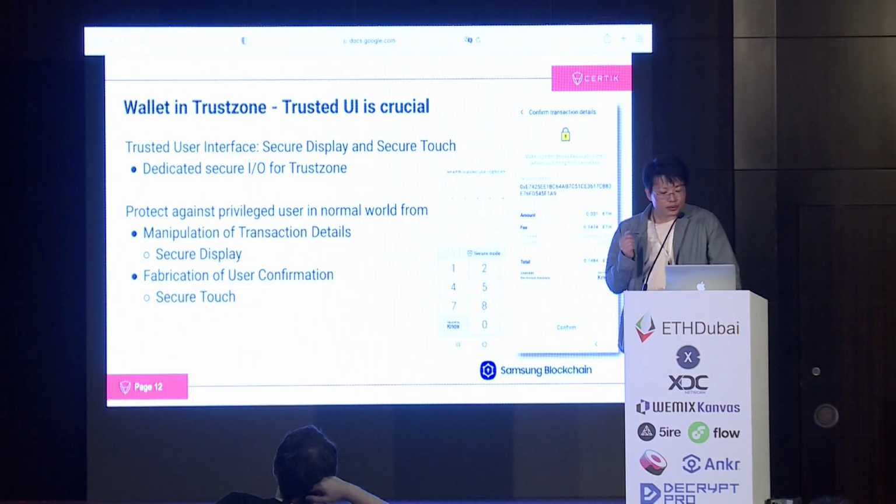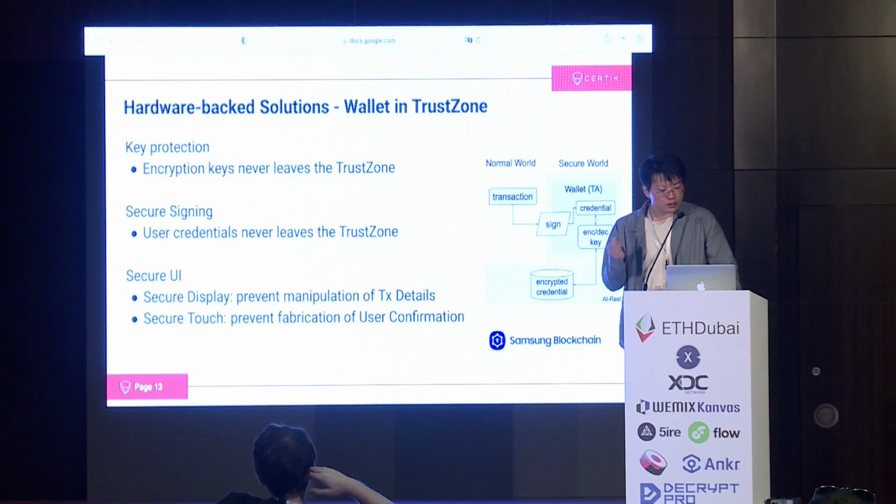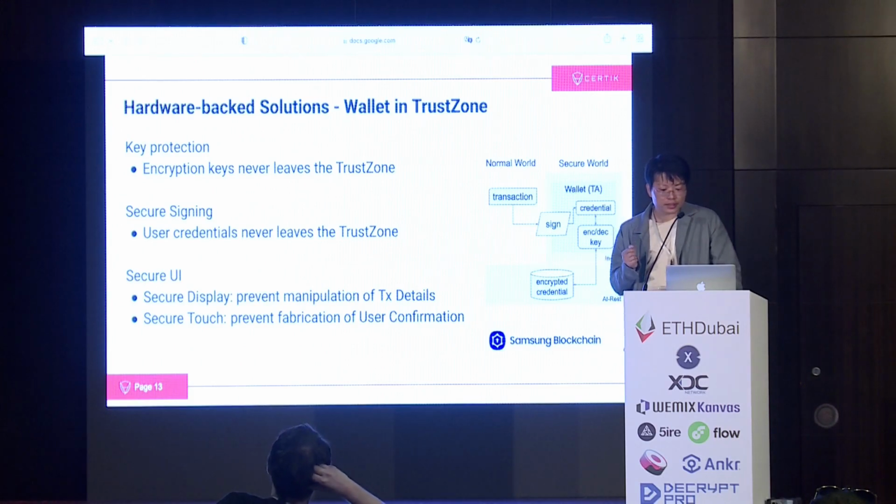In summary, secure UI involves displaying transaction details and receiving user confirmations in the secure world, so that it cannot be intercepted or modified by the previous attacker in the normal world. Now let's recall what the wallet in Trust Zone solution can offer. It provides key protection and secure signing in Trust Zone, which ensures encryption keys and user credentials never leave the Trust Zone. It also provides secure display and secure touch to prevent attackers from manipulating transaction details or fabricating user confirmations.